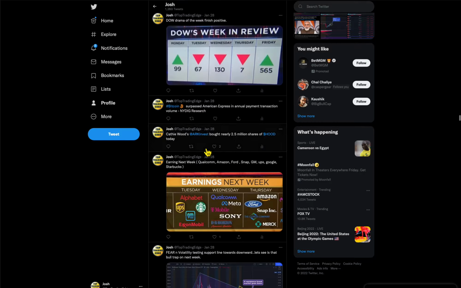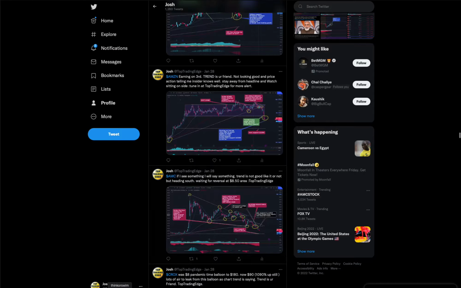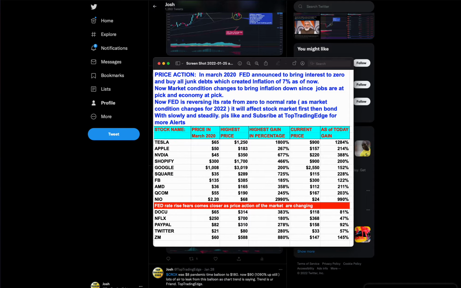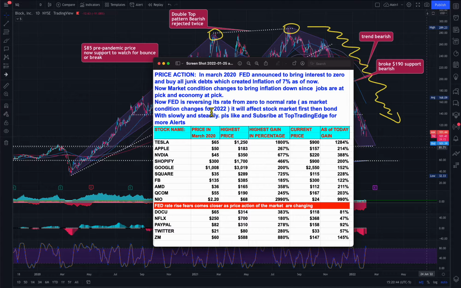And as you can see, you know what? I have it here, okay, right here. So I tweeted this also, a couple of three weeks back, on this one projection, that's why I feel that this is ballooned. As you can see, Square right here, $35 was the pre-pandemic, and then it went to $289, 725% up, highest, and now the price is $115, which is 228% up.